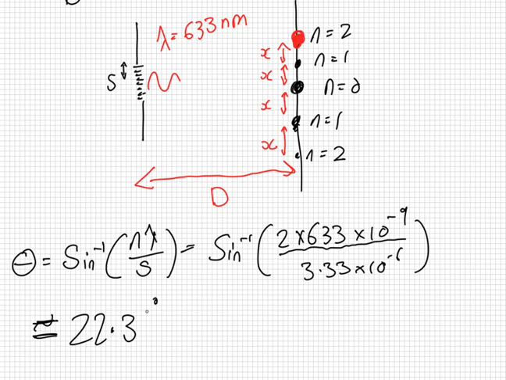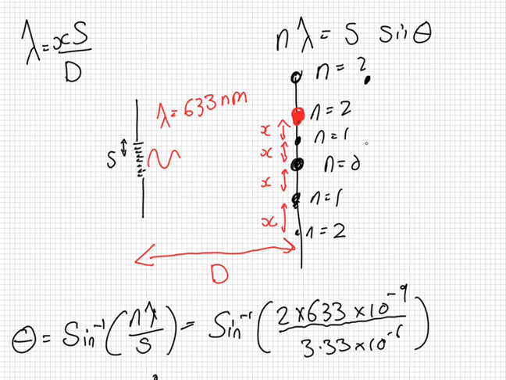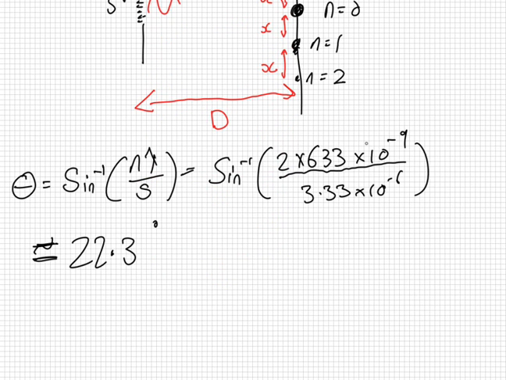Okay, so the next part is, what is the highest order? They want to know the biggest n value you can have, the maximum n. Before you try, what's special about the biggest n value? Sin theta equals 1, so theta is 90. As theta reaches 90, you reach the limit for n. So put theta as 90 and see what you get for n.